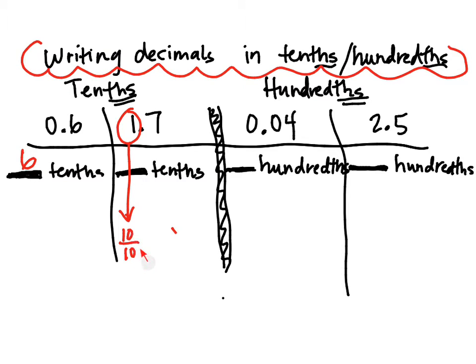We talked about whenever the numerator and the denominator are the same, that's one whole. So that would be 10/10 plus the 7/10 that we had up here. So that would be 17/10. So how many tenths are in 1 and 7/10? There are 17/10. Now let's change and look at hundredths.